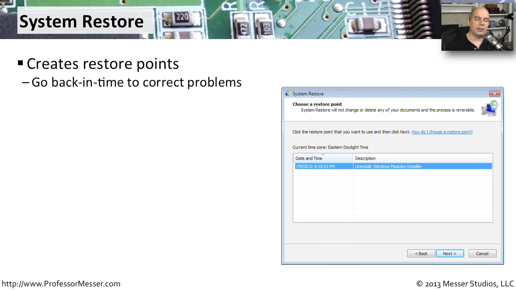Sometimes you don't need to go back and look at a single file. You need to take your entire computer and take it back to a previous configuration. You use something called System Restore to be able to do this. System Restore is designed to create what's called a restore point so that if you install a new program or you make a configuration change to your computer and everything goes wrong, you can still reboot your computer back to a previous version before there were any types of problems.